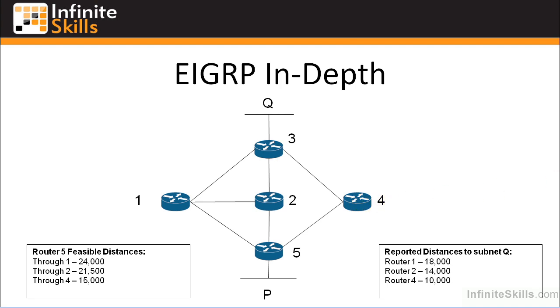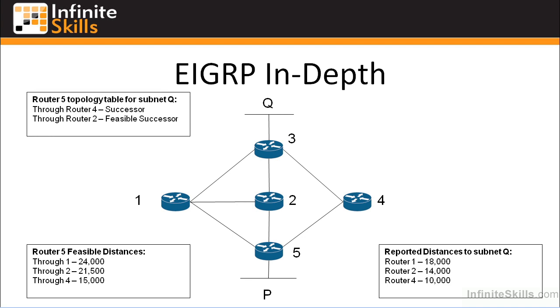So given what we know about how EIGRP computes routes, what should the route table on router 5 look like? Quite honestly, the router 5 topology table says that router 4 is the successor because router 4 has the lowest feasible distance at 15,000. However, we do have another router whose reported distance is less than my feasible distance, but it's still not the lowest, and that is router 2. So the topology table for subnet Q on router 5 says that router 4 is the successor. That's the route I'm going to take because that's the quickest way to get to subnet Q. Router 2 is the feasible successor. If router 4 fails, I can immediately start using router 2.